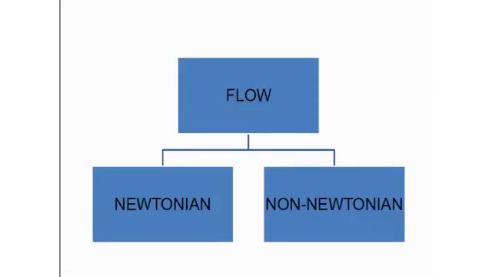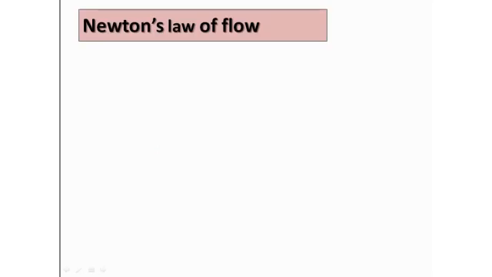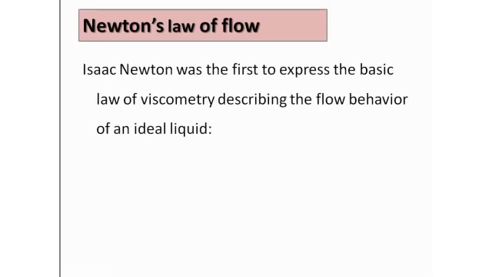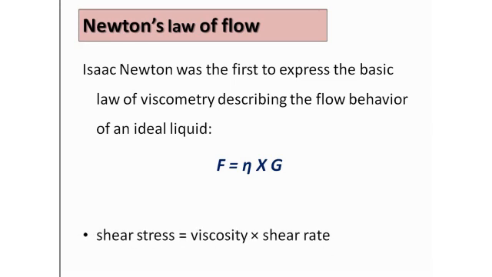Now the flow of any fluid can be divided into two types. Number one, it is the Newtonian. Number two, it is the non-Newtonian. So Newton's law of flow, actually: Sir Isaac Newton was the first to express the basic law of viscometry, describing the flow behavior of an ideal liquid, right? So as per him, F is equal to eta into G, where F is the force, eta is the viscosity, and G is the shear rate.